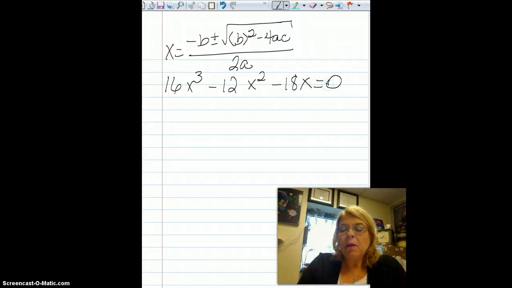equals 0. Now the problem with this guy is he's not a quadratic equation. He's a cubic equation. Notice the power of 3. I've got to make this thing a quadratic equation before I can solve it.